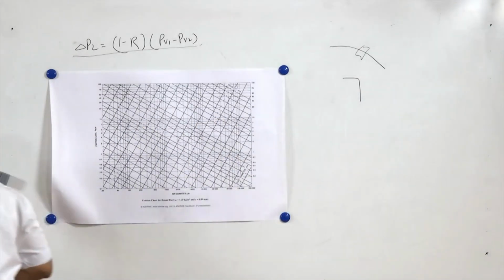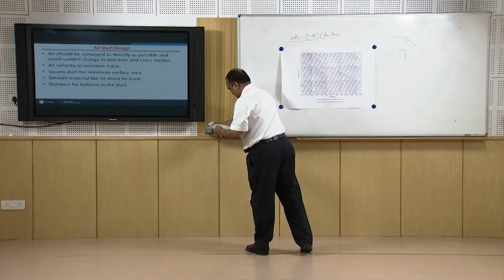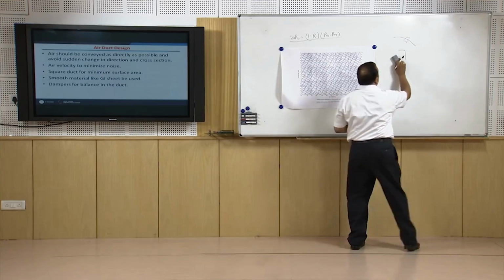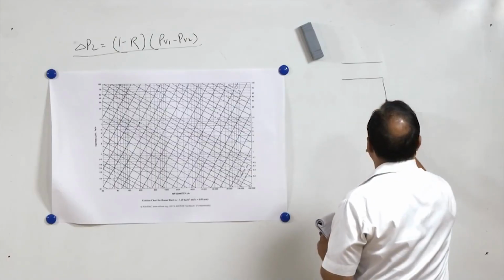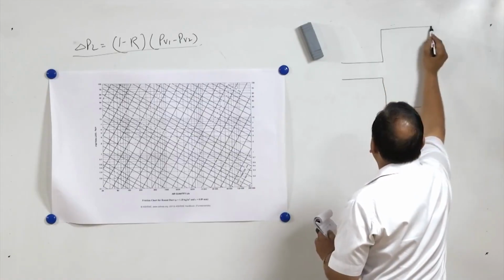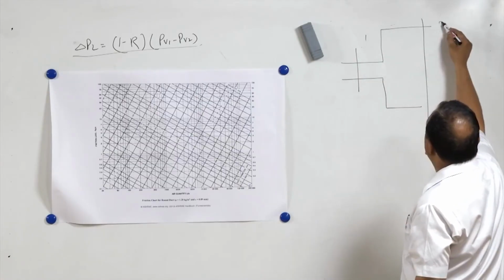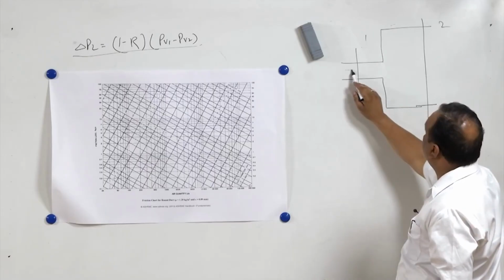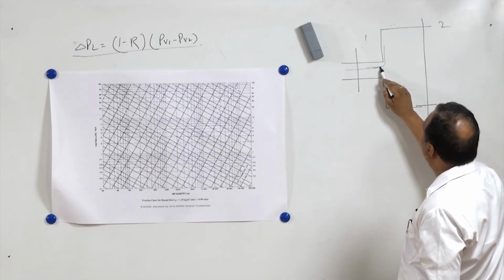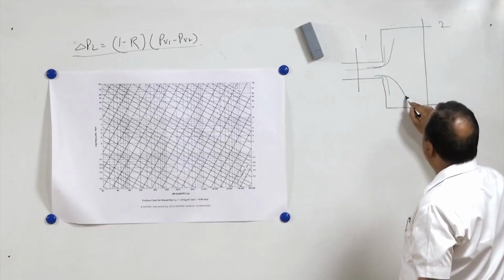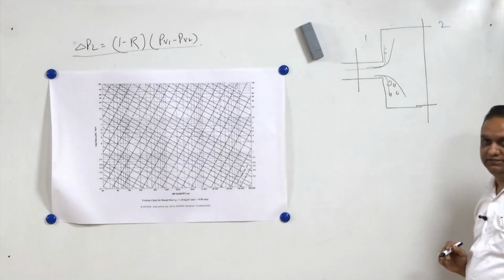Suppose there is a sudden enlargement in the area. There is a flow in this direction and there is sudden enlargement, right? This is section 1, this is section 2. Definitely when air enters from this side, it will not immediately move in this direction. It will take certain curvature and eddies will be formed in this zone and losses will take place.